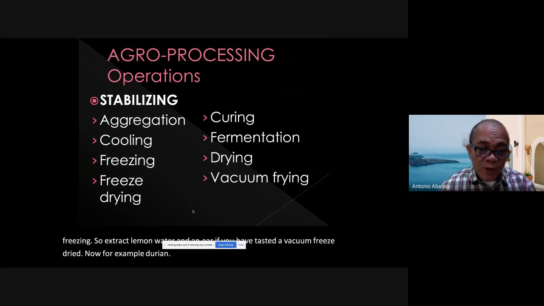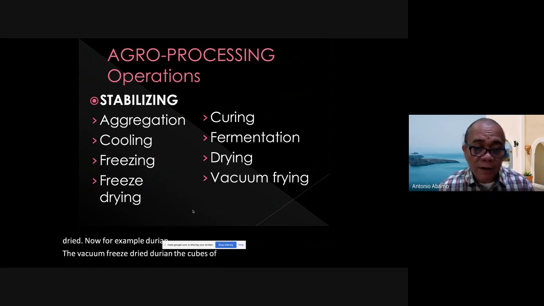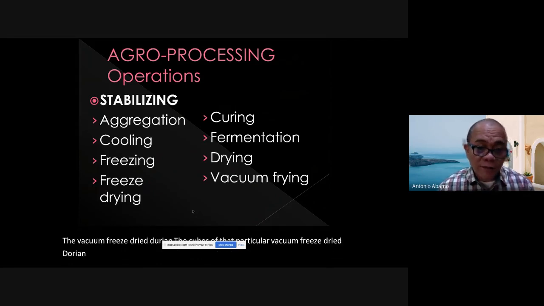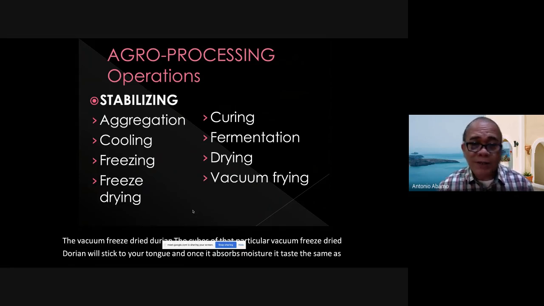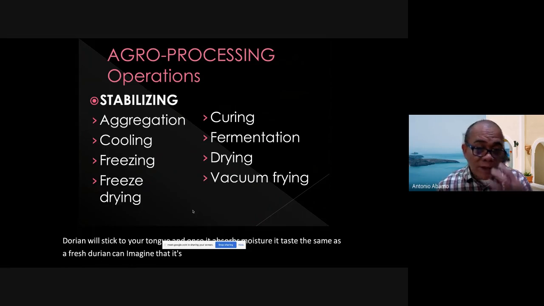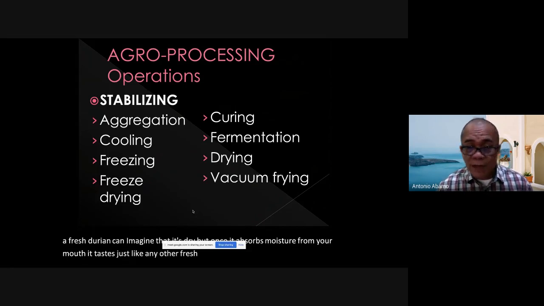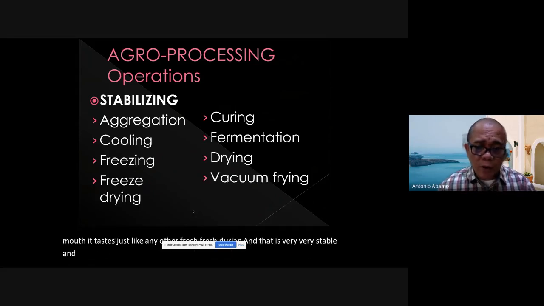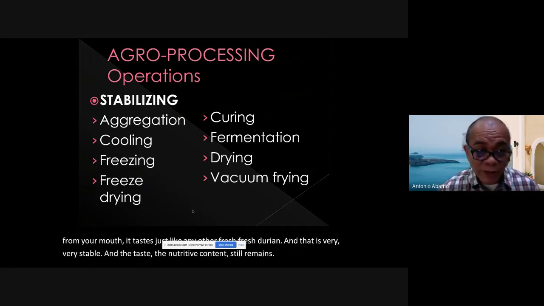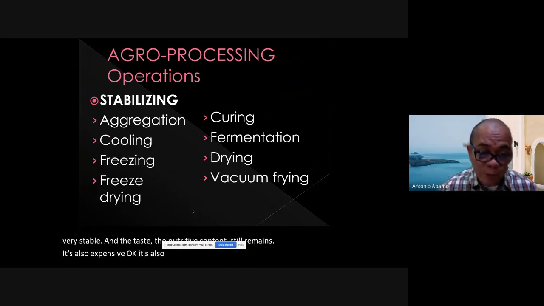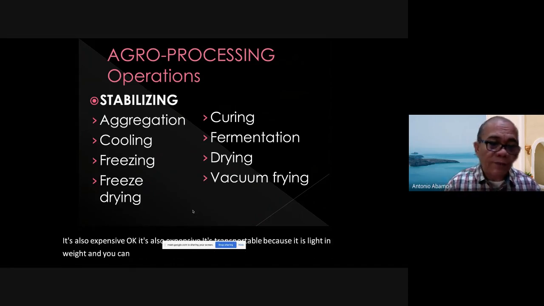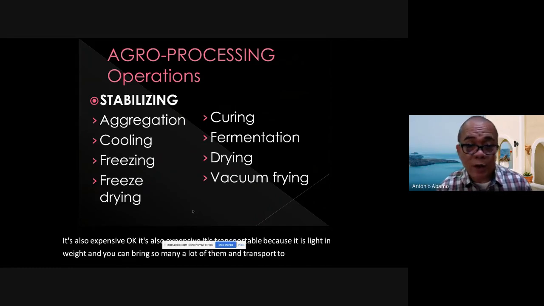The vacuum freeze-dried durian, the cubes of that particular vacuum freeze-dried durian will stick to your tongue. And once it absorbs moisture, it tastes the same as a fresh durian. Can you imagine that? It's dried, but once it absorbs moisture from your mouth, it tastes just like any other fresh durian. And that is very stable, and the taste, the nutritive content still remains. It's also expensive. It's transportable because it is light in weight, and you can bring a lot of them and transport to several destinations and locations.